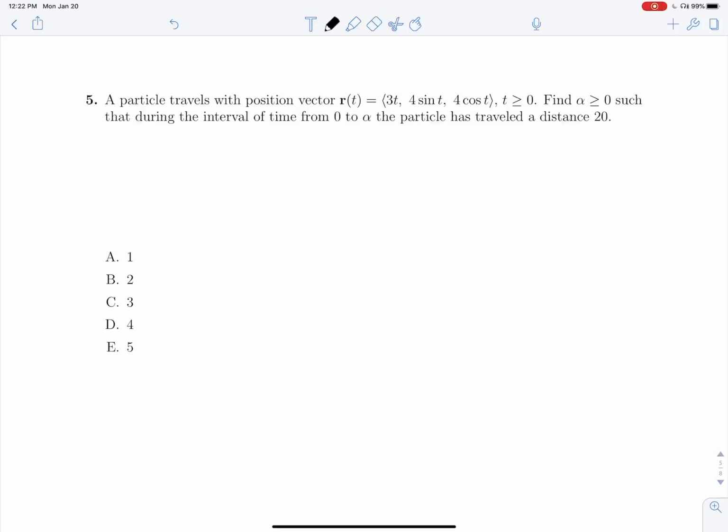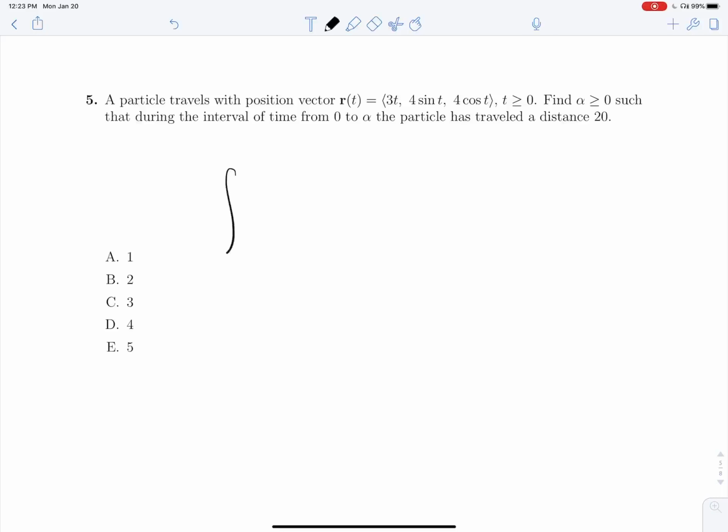Question 5, a particle travels with position vector r of t given there for t greater than or equal to 0. Find alpha greater than or equal to 0 such that during the interval of time from 0 to alpha, the particle has traveled a distance 20. So introducing this whole alpha thing is really unnecessary variable-wise. Really, all they're asking is, find the value t such that the particle will have traveled a distance of 20.